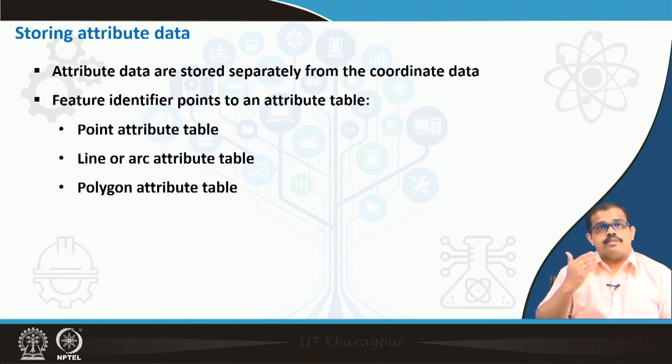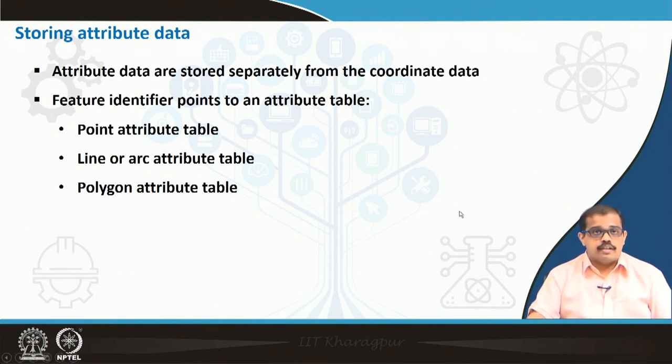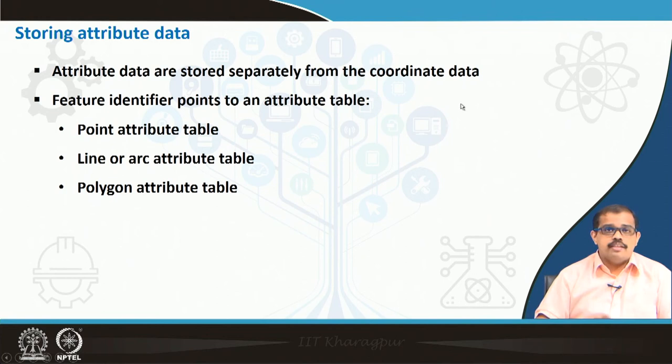So we are coming to the last part of this lecture. We have understood the different types of vector data models, the spaghetti and the topological data model. Now we will look at how we store attribute data. Attribute data are normally stored separately from the coordinate data, or in the same form but with coordinate information in different columns from attribute data. A feature identifier points to an attribute table; whenever you look at a feature, it gives you an attribute table.